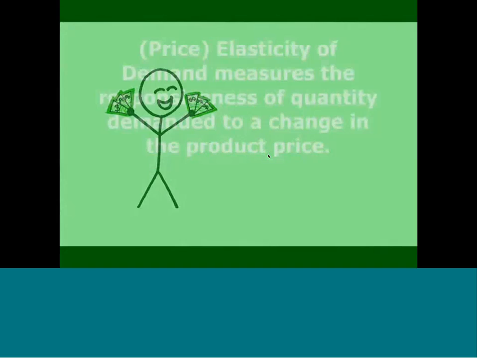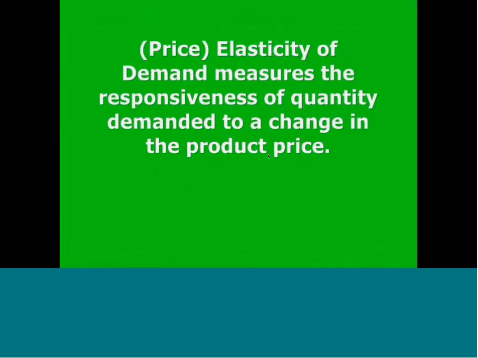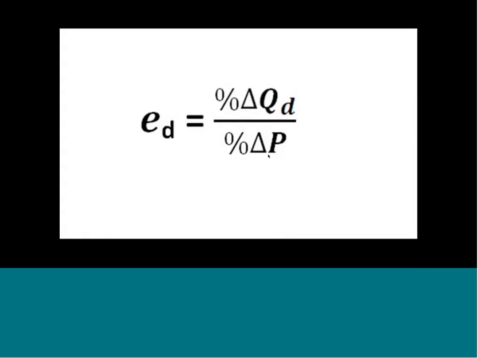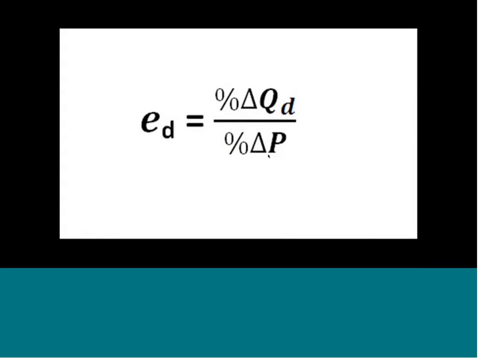Elasticity is a measure of sensitivity or responsiveness to price. In equation form, the elasticity of demand, or ED, is equal to the percentage change in quantity demanded over the percentage change in price. Because demand exhibits an inverse or negative relationship, elasticity of demand will be a negative number. I use percentage change to measure elasticity rather than absolute change.